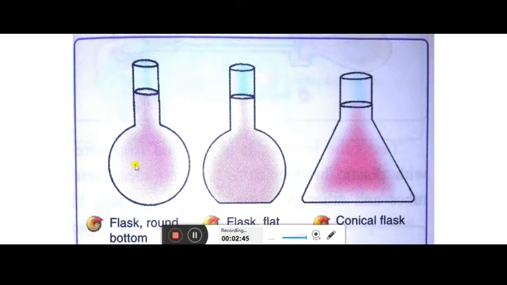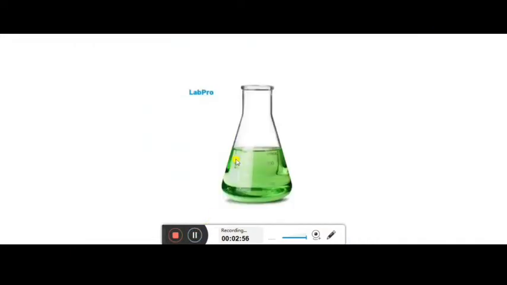In your book it is given there: round bottom flask, then flat flask, and this one is the conical flask as I have shown you before. Why this shape? It has a narrow neck and is broad at the base, because when you mix something inside, it should not spill out. That's why it is like this.